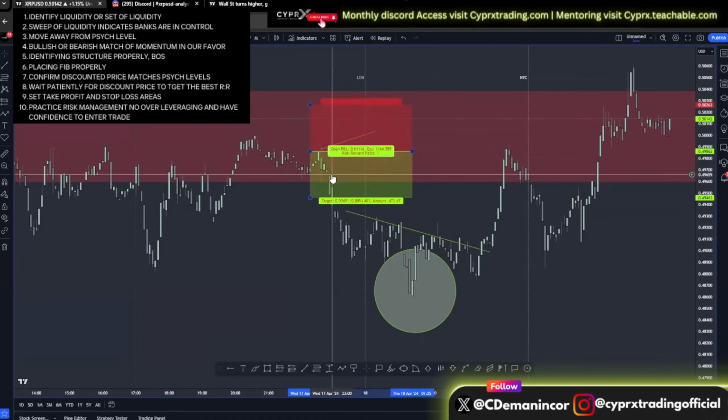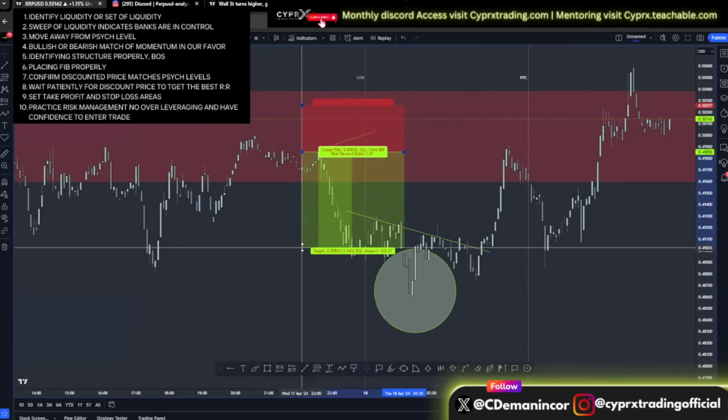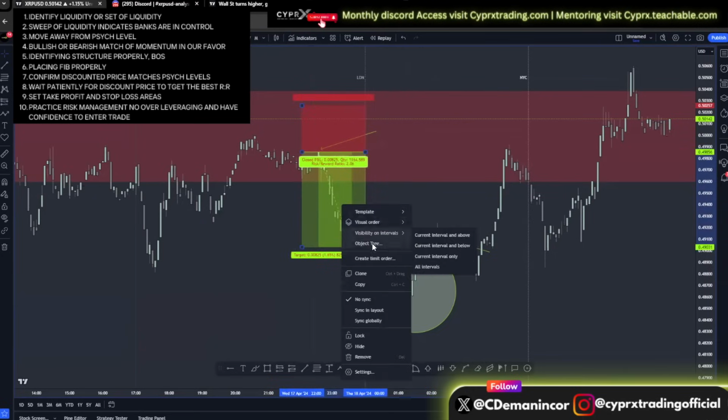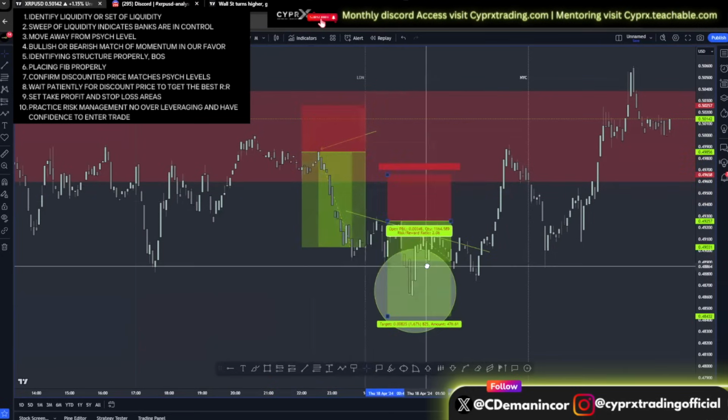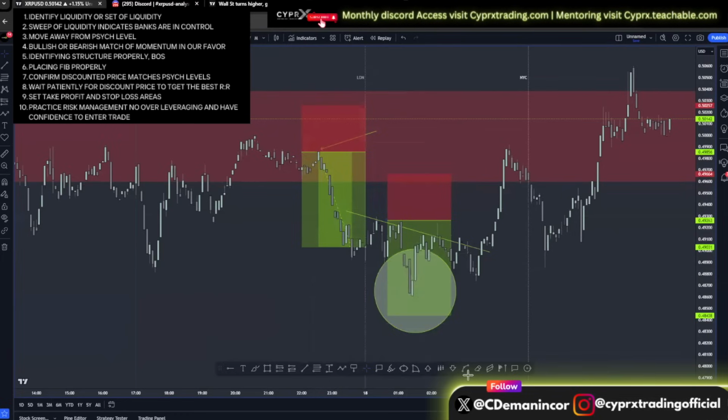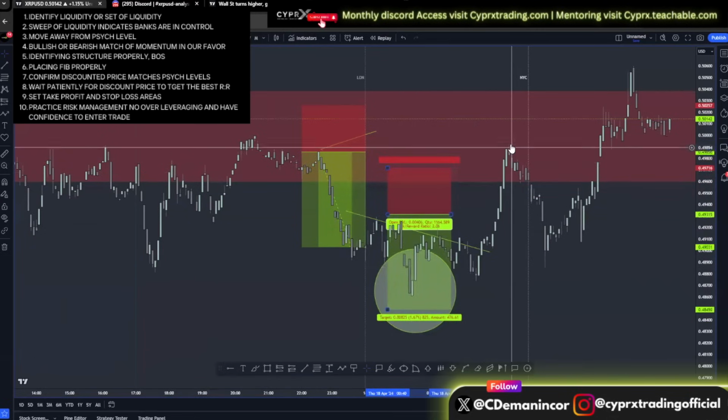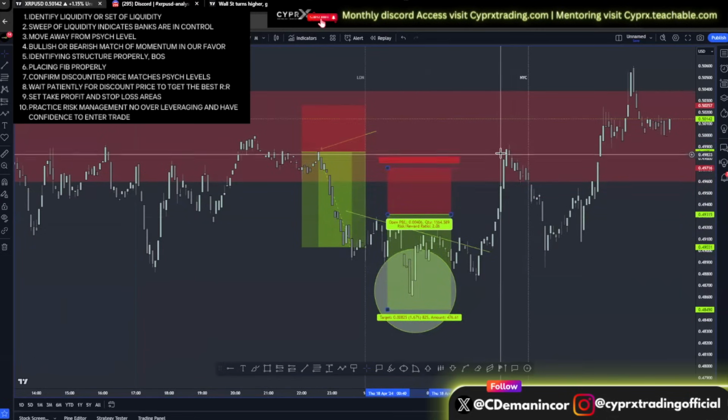You can imagine people with stop losses here in this area. And you can also imagine people in this area with stop losses above highs. So understanding that market makers are the only people with the amount of money to move price action like this, we now know this sweep of liquidity here signals that banks are in control.